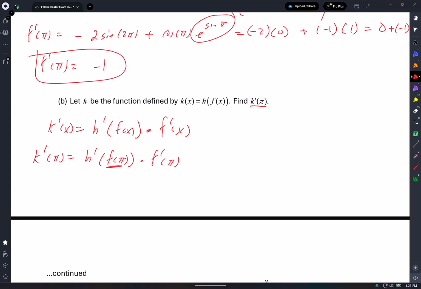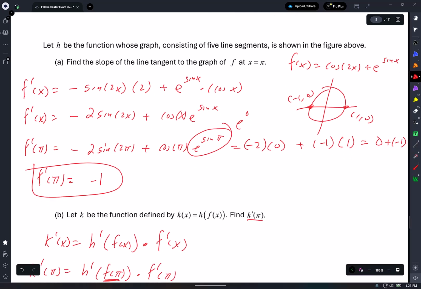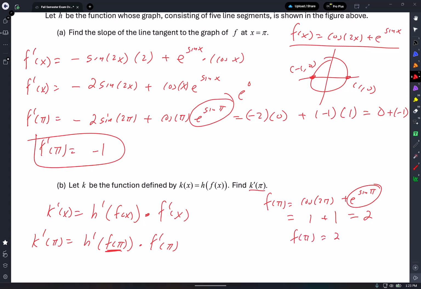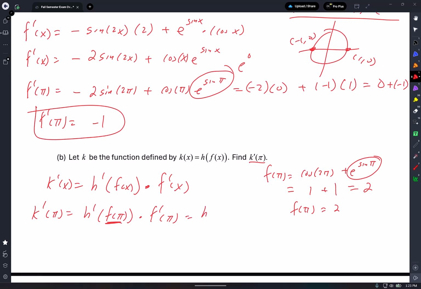Okay, so we need f of pi. We don't have that yet, but we will. We'll get it. So here's my f of x. So I'm going to come over here. F of pi equals cosine of 2 pi plus e to the sine pi. So it's just baby pre-calc, not extreme, guys. Cosine of 2 pi is 1. And then e to the sine pi again, that's just e to the 0, which is 1 again. So that's 2. So f of pi is 2. So now I have h prime of 2 times f prime of pi.